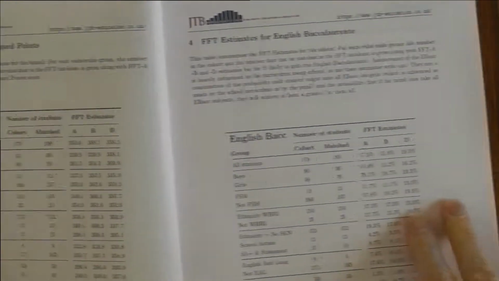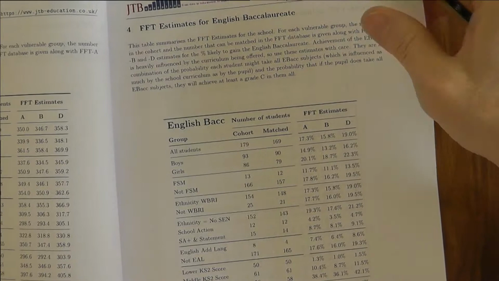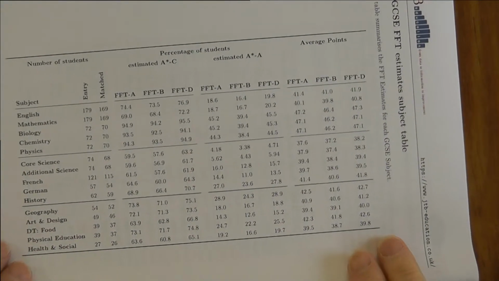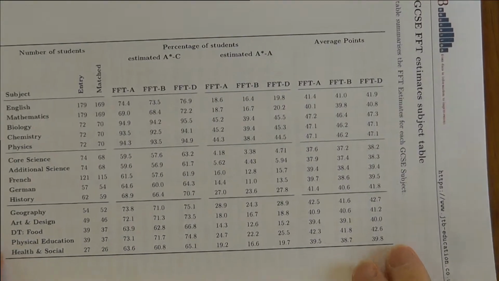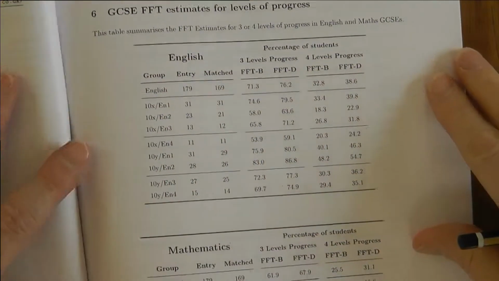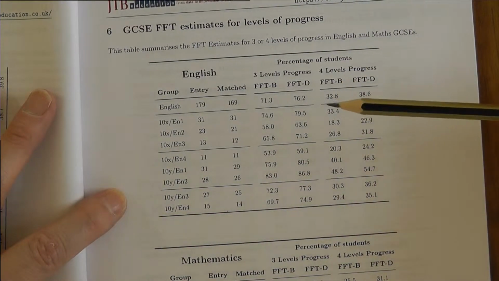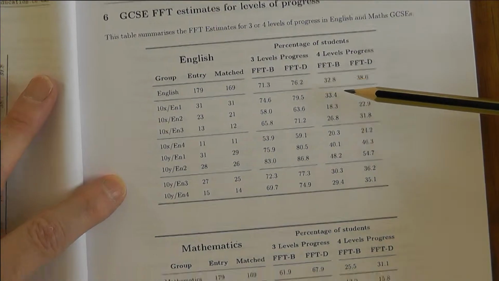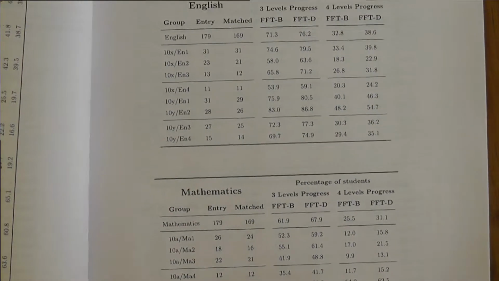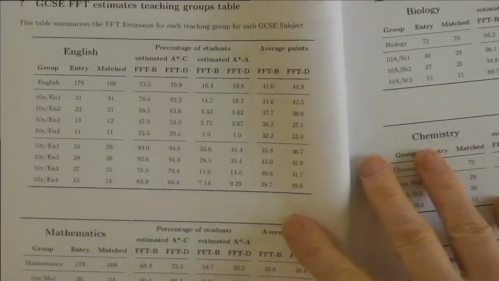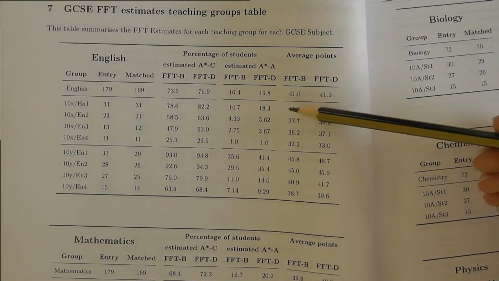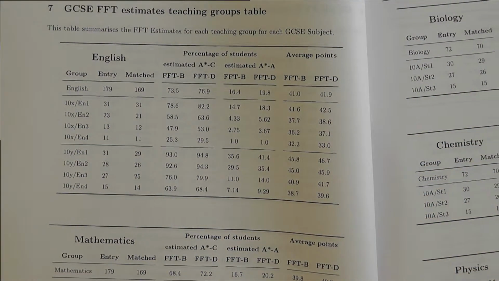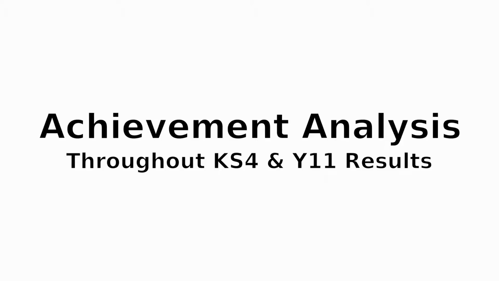Here's capped point scores and the English Baccalaureate. There's then a summary of all the GCSE estimates for every GCSE subject in your school. We have estimates of the proportion of students who should make expected progress or better than expected progress for English and for Maths. And then for every GCSE subject, key indicators for the whole subject and for all the teaching groups within the subject, which is excellent for setting targets at class level.